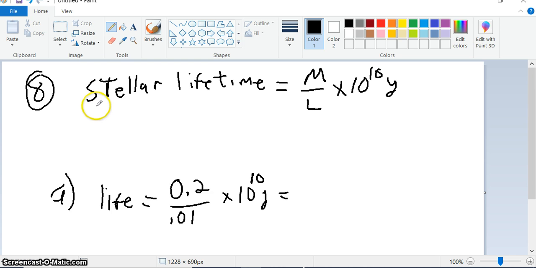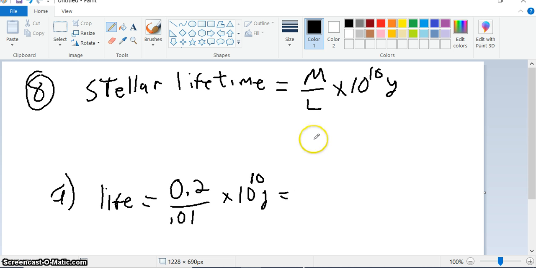Here, again, what we're going to do is the exact same formula, but this is to estimate stellar lifetime. So the equation is, if you know what the mass is in solar units, and you know what the luminosity is in solar units of some star, it's the mass divided by the luminosity times 10 billion, which would be 10 to the 10th years. All right, so let's do this first example.